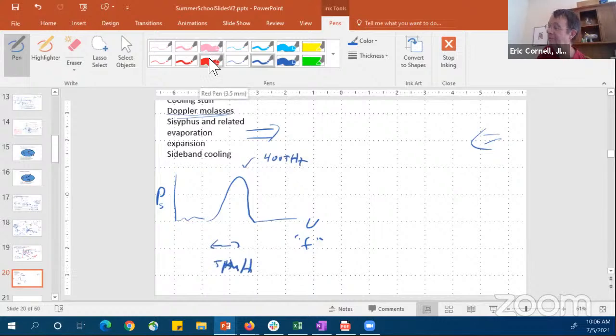And you arrange to have a laser coming in from the left and from the right, and you arrange for that laser to be a little bit too red. It's red so that if you have an atom here, draw ourselves an atom.